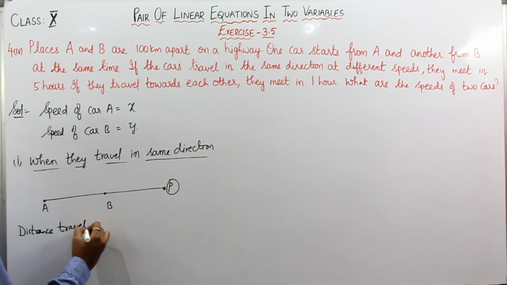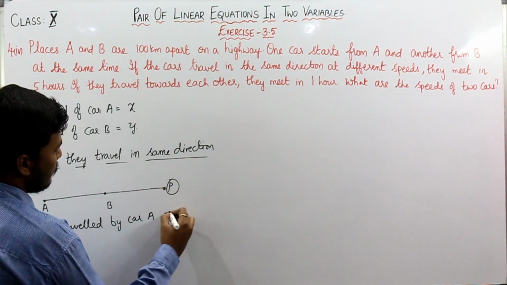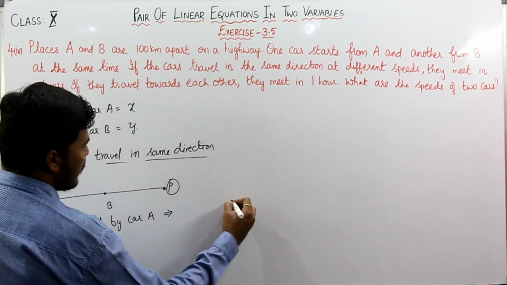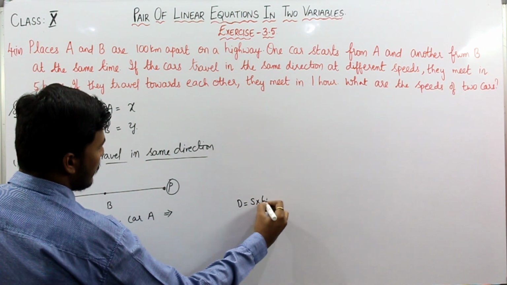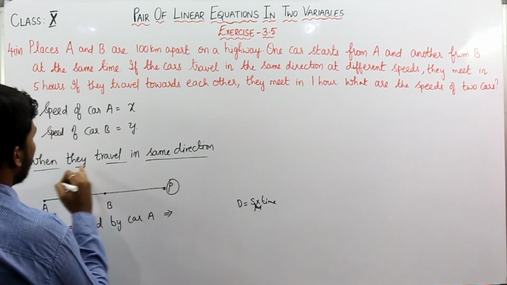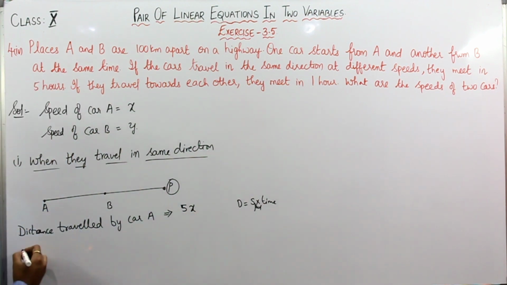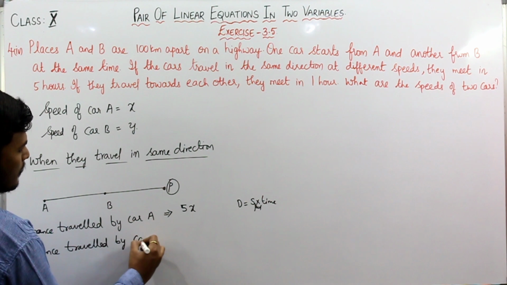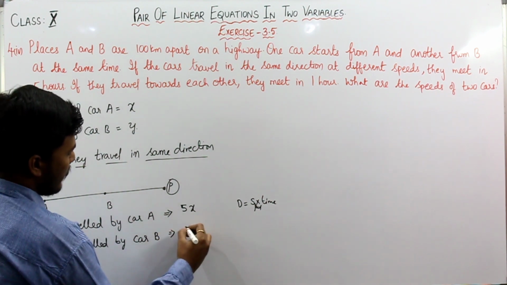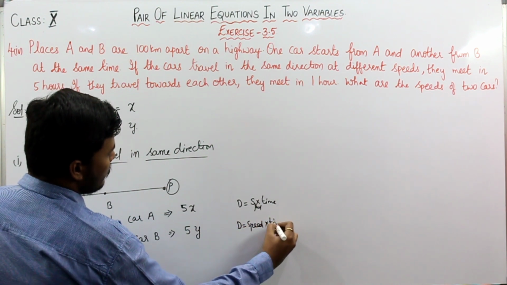Okay, so now distance traveled by car A will be what? What is the formula? Distance is equals to speed into time. Okay, so distance we are finding, so that will be, speed is nothing but x and time is given as 5 hours, so it will become 5x. Okay, similarly distance traveled by car B in 5 hours will be 5y. Here also distance is equals to speed into time.